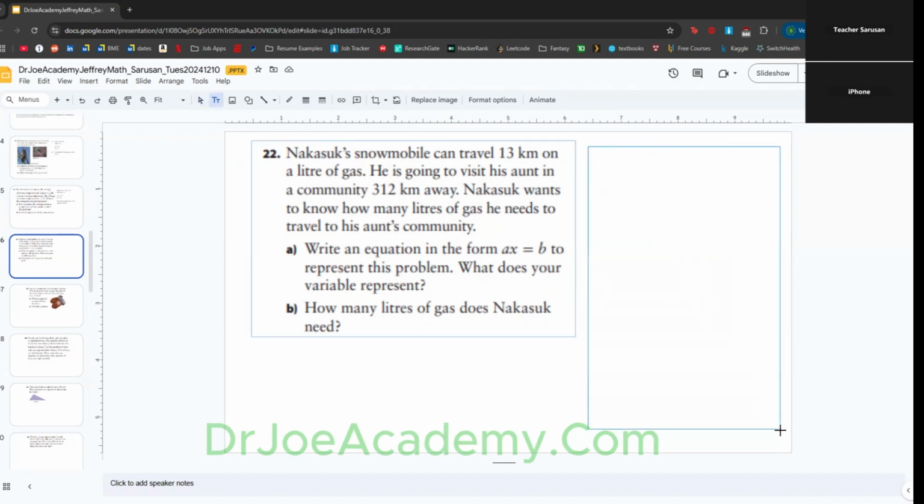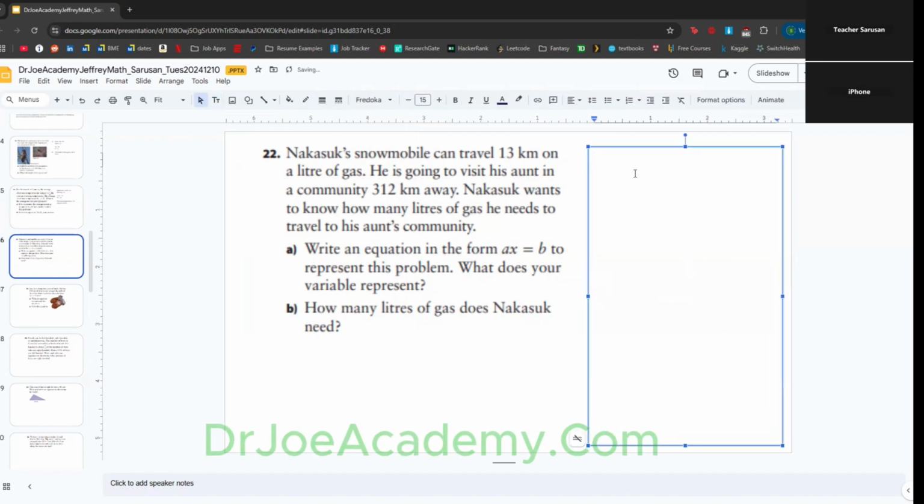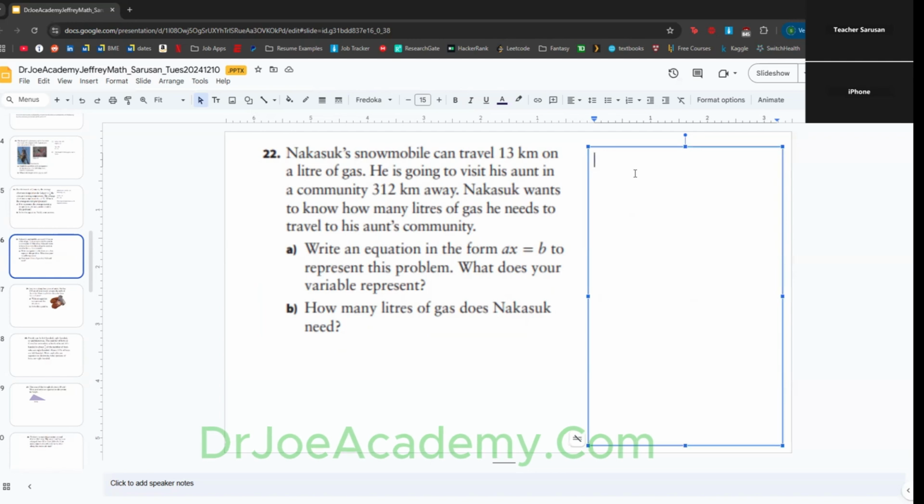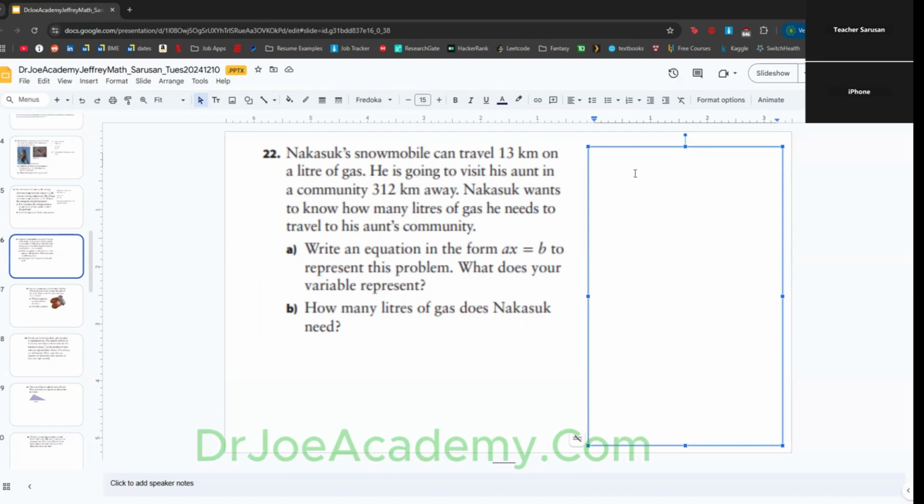So AX equals B is the same formula that we've been doing over and over again. We have one variable, one operation, which is division, and it equals something. So how do we solve this? Is it just asking how many liters of gas he needs? So it's just 312 divided by 13. Yep, very good. So 312 divided by 13 is the correct solution here, but we need some more information.